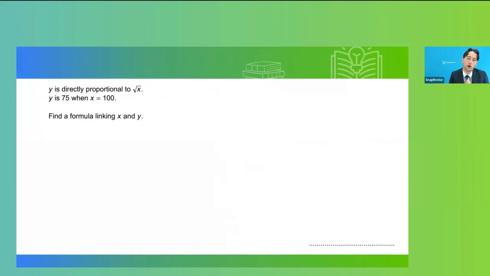Okay, so y is directly proportional to root x. When y is 75, x is 100. Find a formula linking x and y. Very common question. This will absolutely come up.